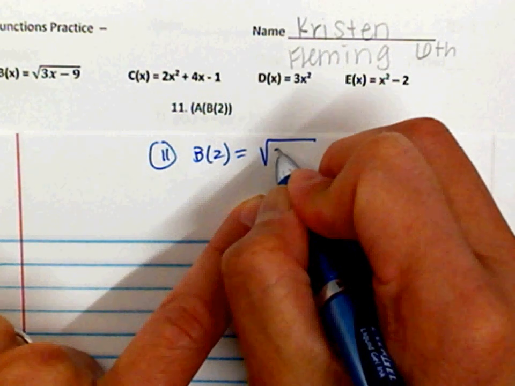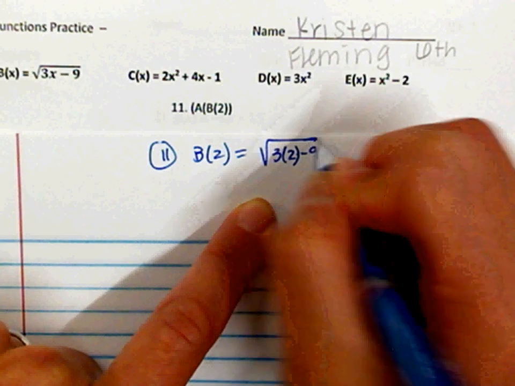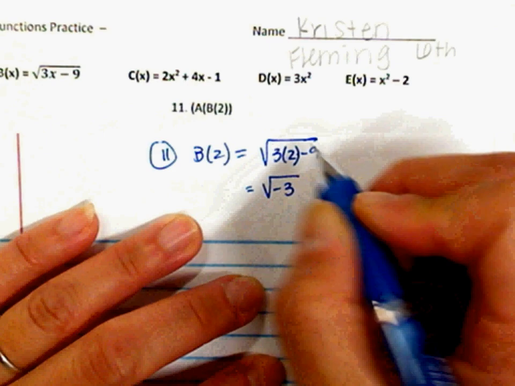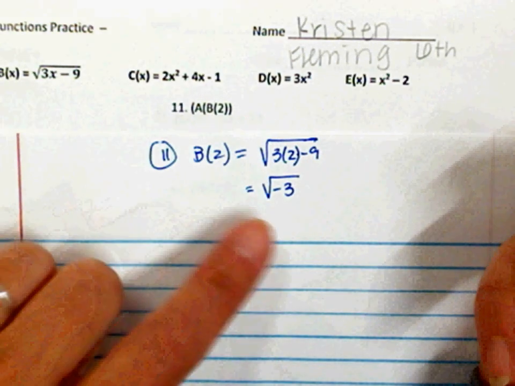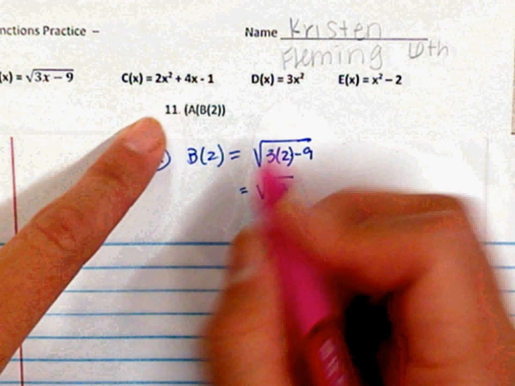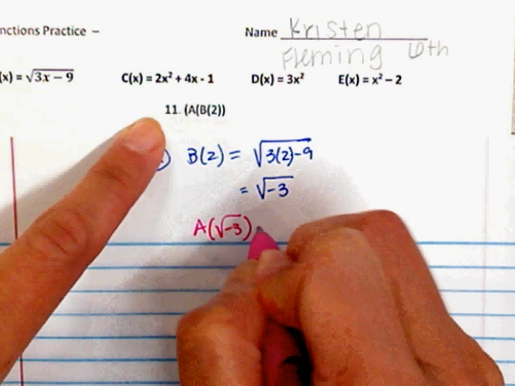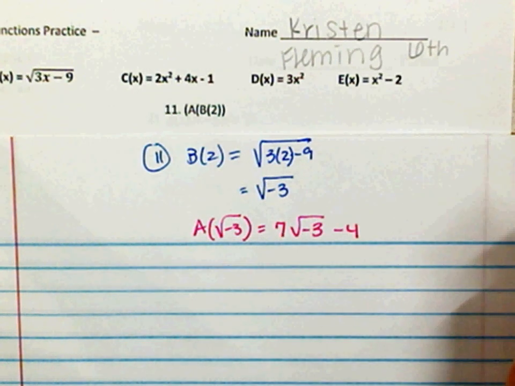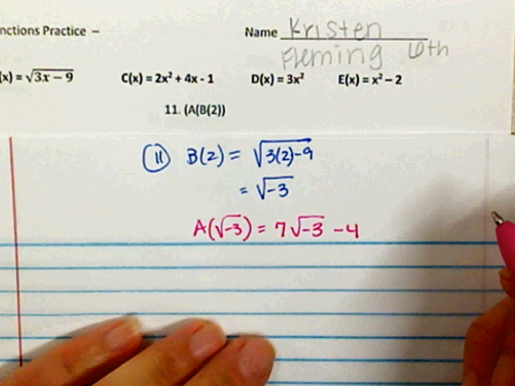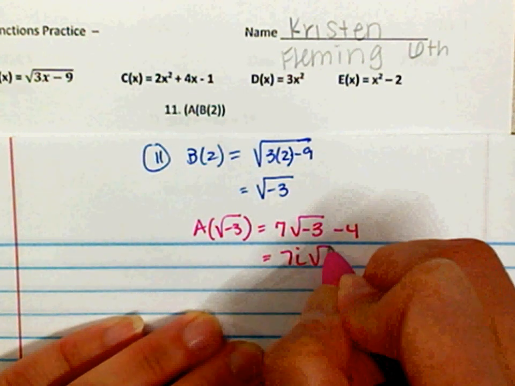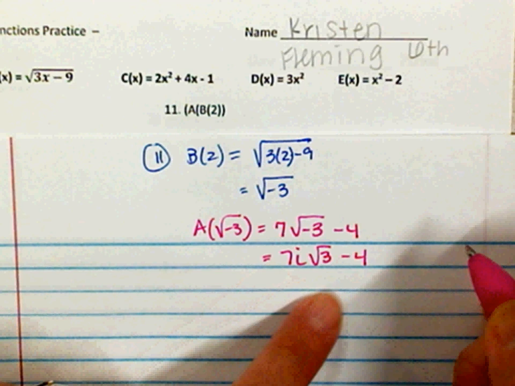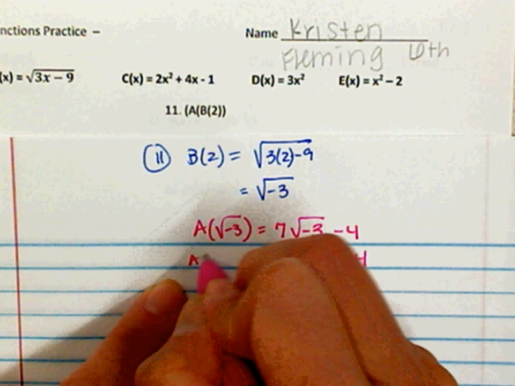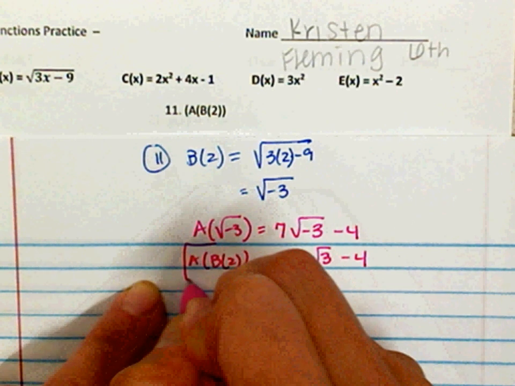3 times 2 minus 9. Do not take out your i until the end. So that comes out to be negative 3, because you can type all that. 3 times 2 is 6. Leave it like that. Now I have an A. My A is now the square root of negative 3. So A is 7 times the square root of negative 3. Bring down your negative 4. You can't have a negative under your square root, so that comes out as an i. 7i square root of 3 minus 4. Can't combine them, keep those together, and there you have A of B of 2. And there's number 11.